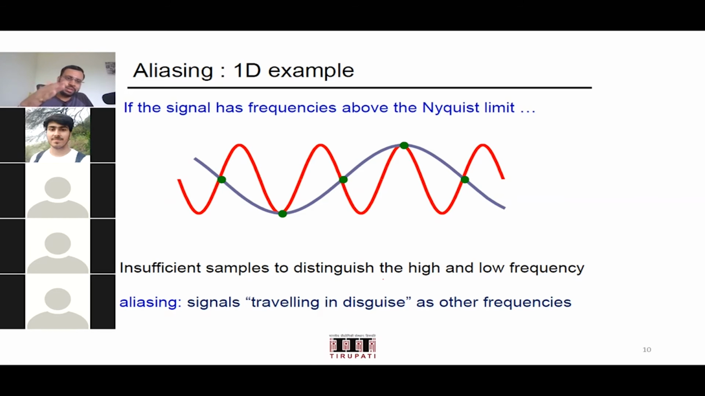So when you look at it in the Fourier domain, it looks like an aliasing effect. Then you would eventually end up mapping these high frequencies to low frequencies as well.